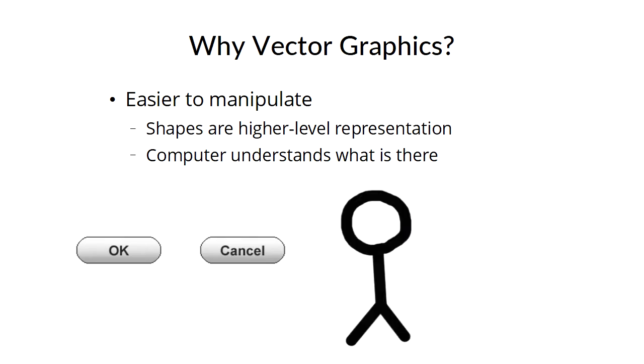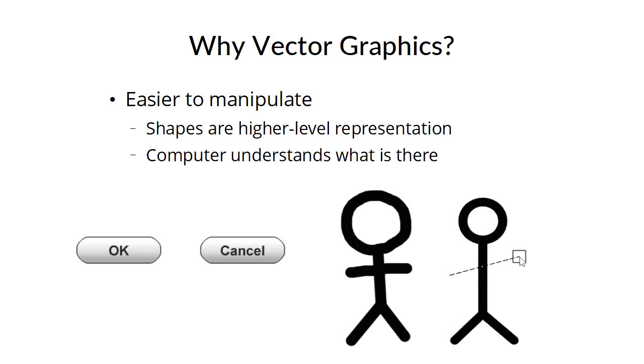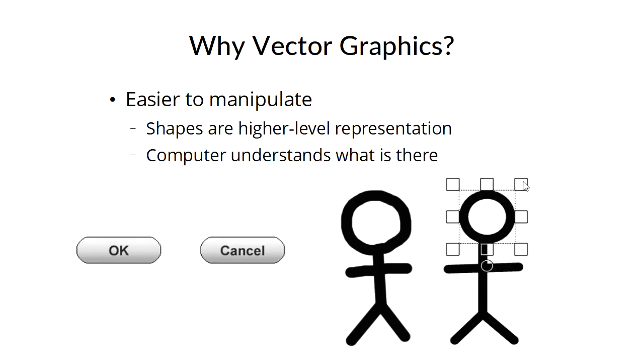If I were to draw a stick figure in a paint program, and then discover that the head is too small or the arm is crooked, I would need to erase those things and start again. But a vector drawing program knows about circles and lines, so I can just go in afterwards and move the line or make the head bigger without needing to start over.